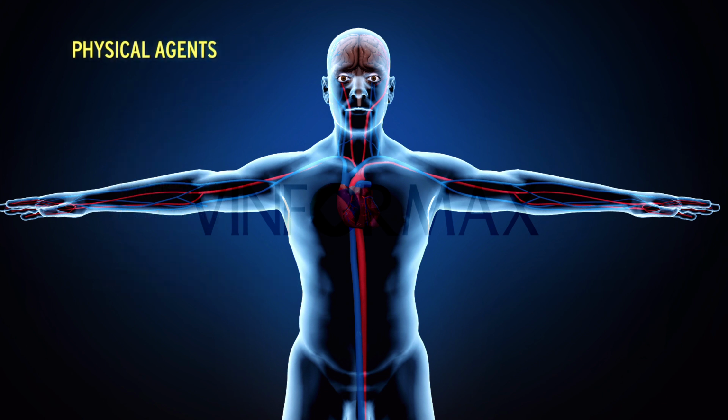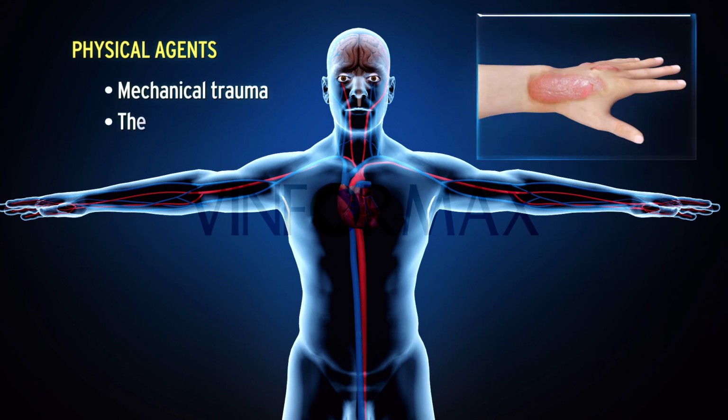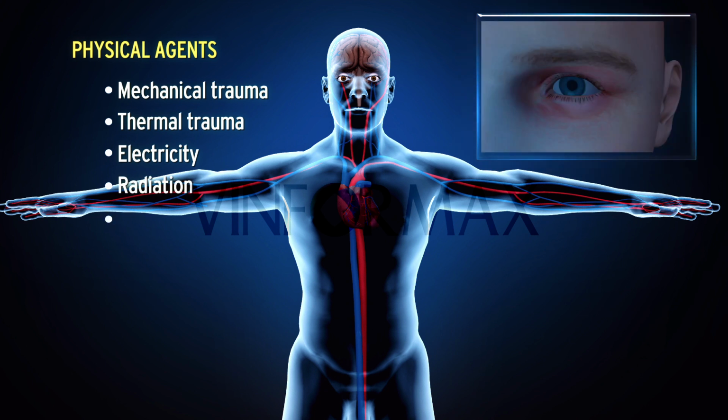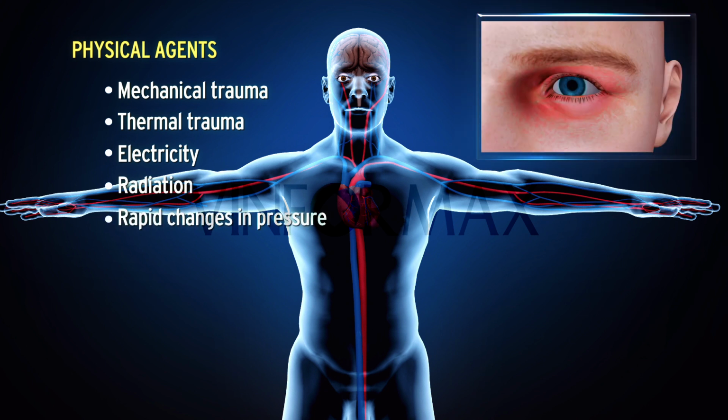Physical agents. Physical agents that can bring about cell injury are as follows: mechanical trauma, thermal trauma, electricity, radiation, rapid changes in temperature.